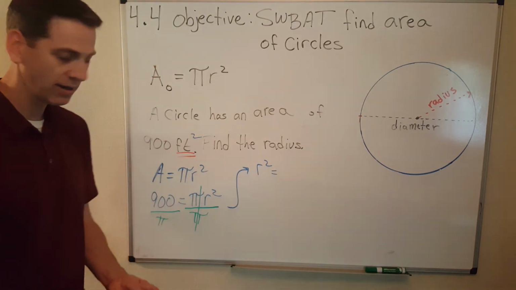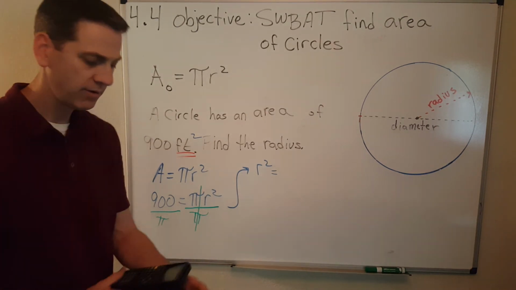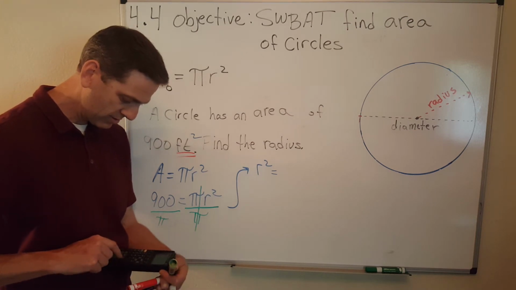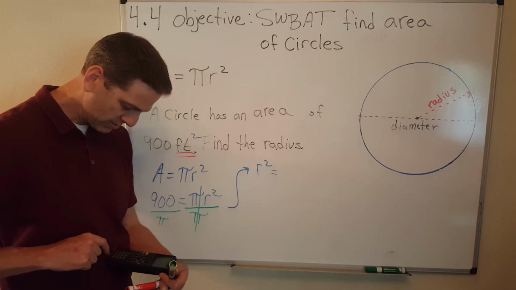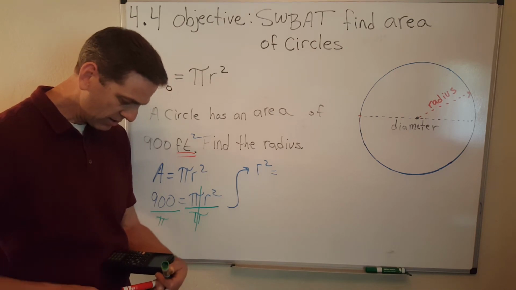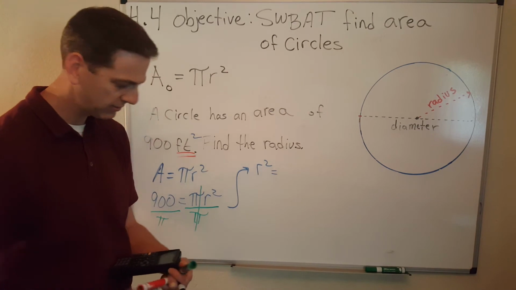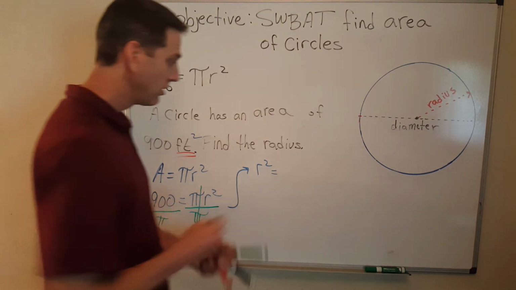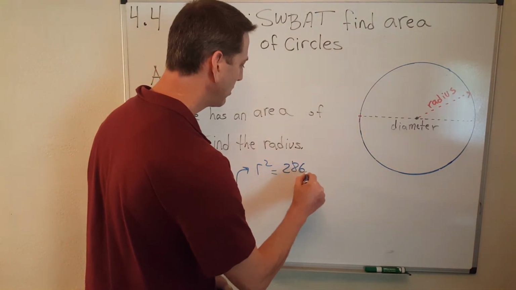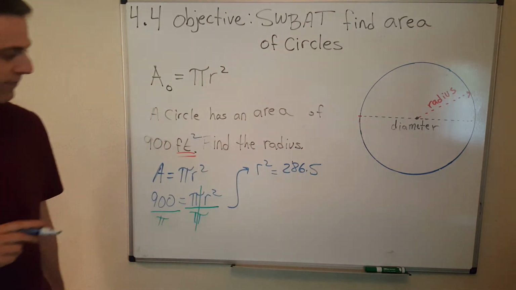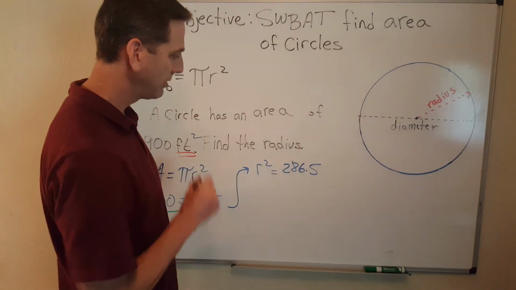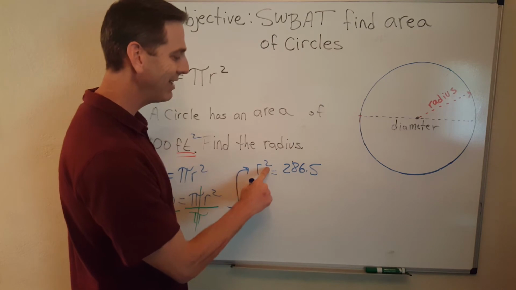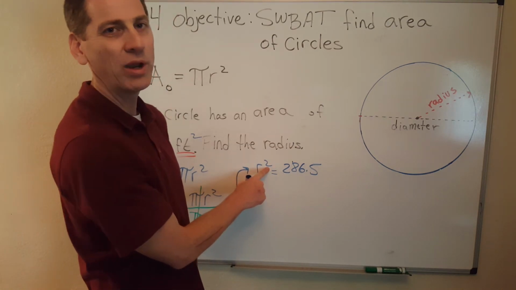900 divided by pi. What's 900 divided by pi? Well, let's see here. 900 divided by pi is 286.5, I'll just say 286.5. All right. Now, I need to solve for r. But the problem is I have that little exponent there. We call it a square.